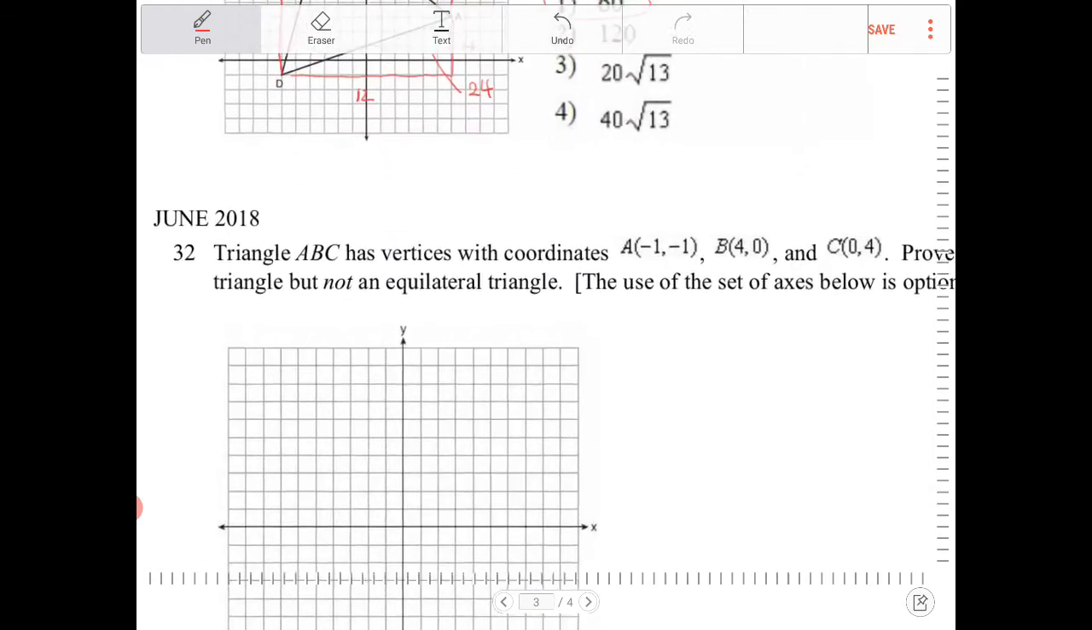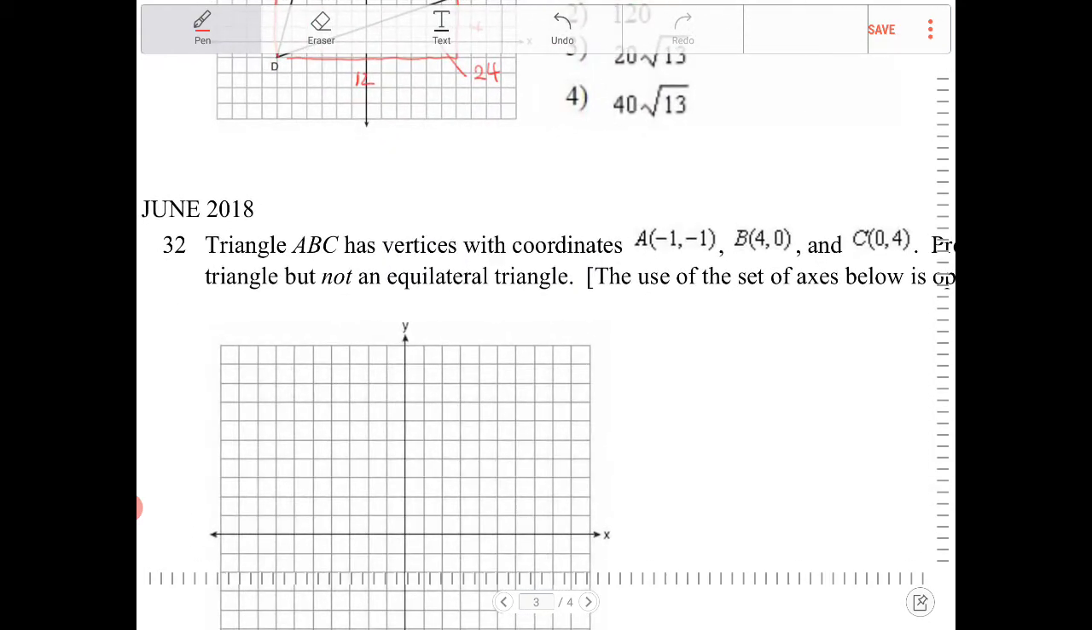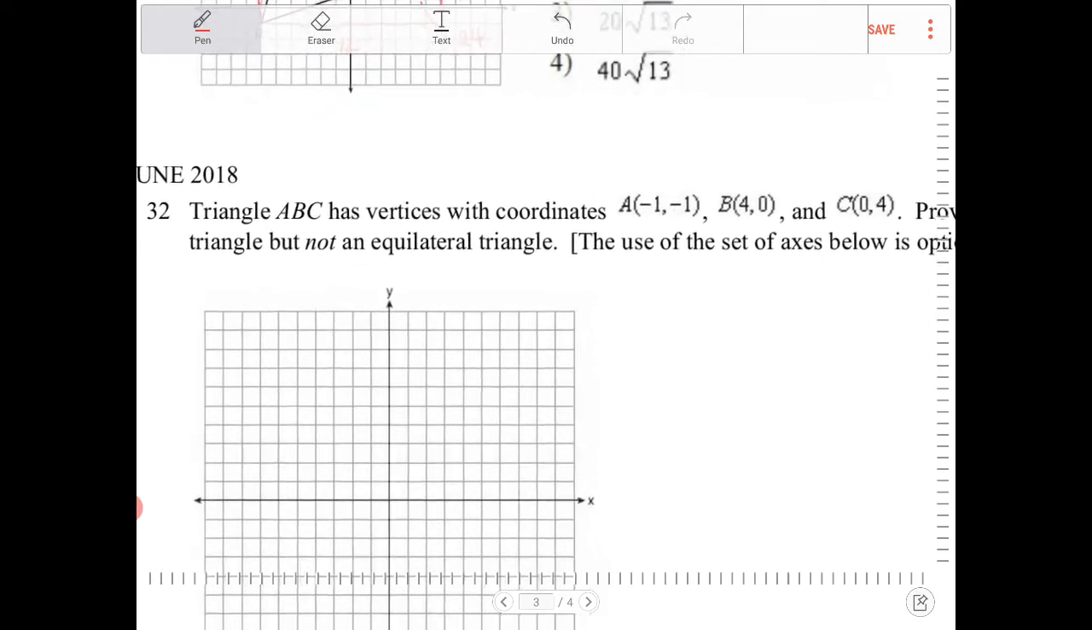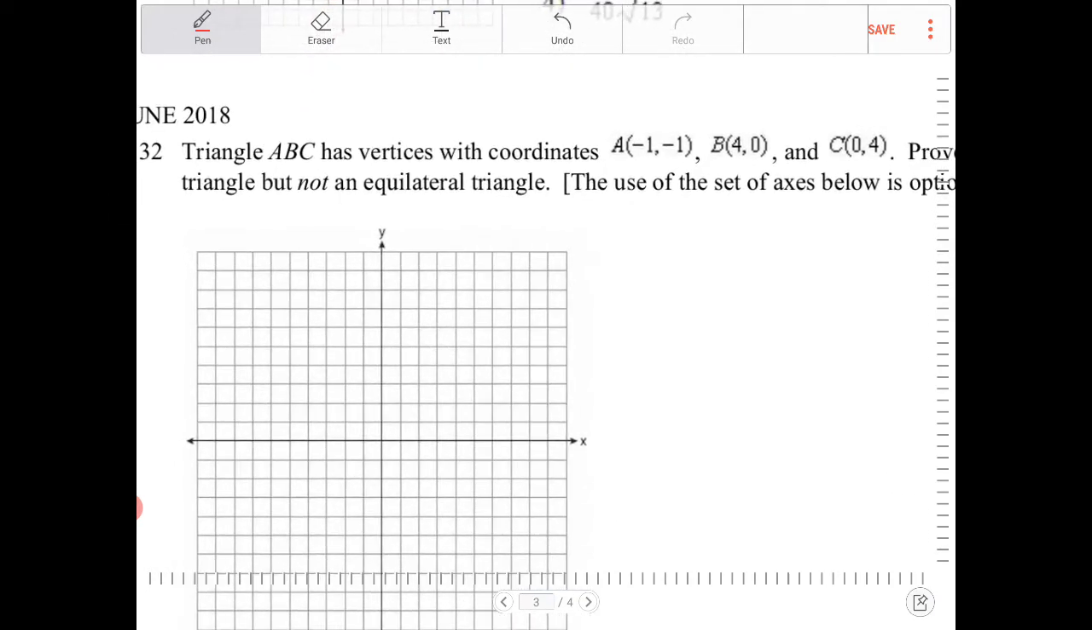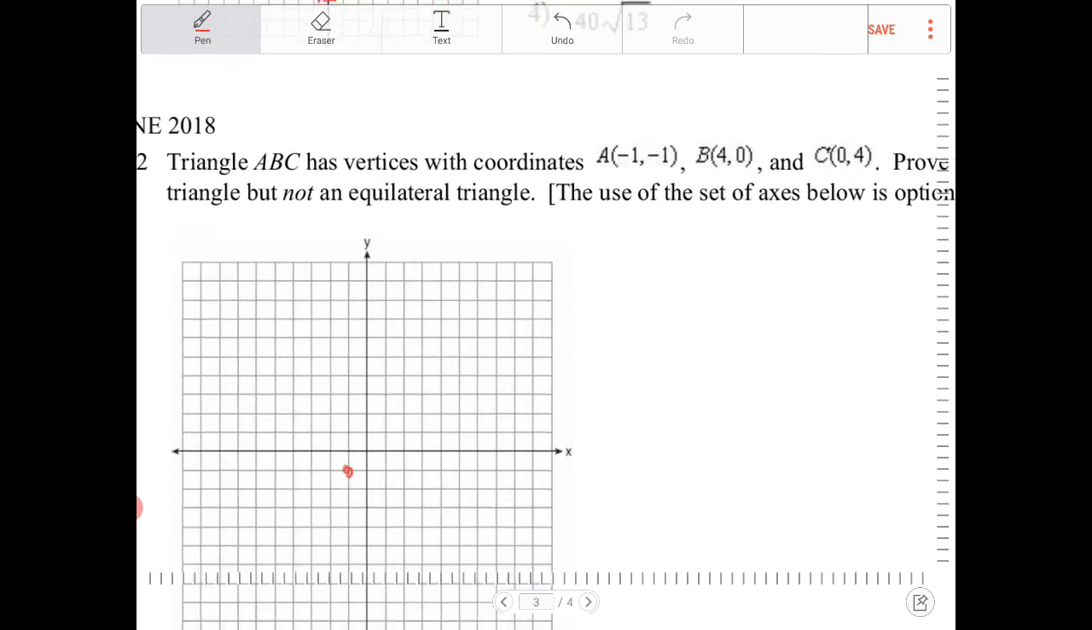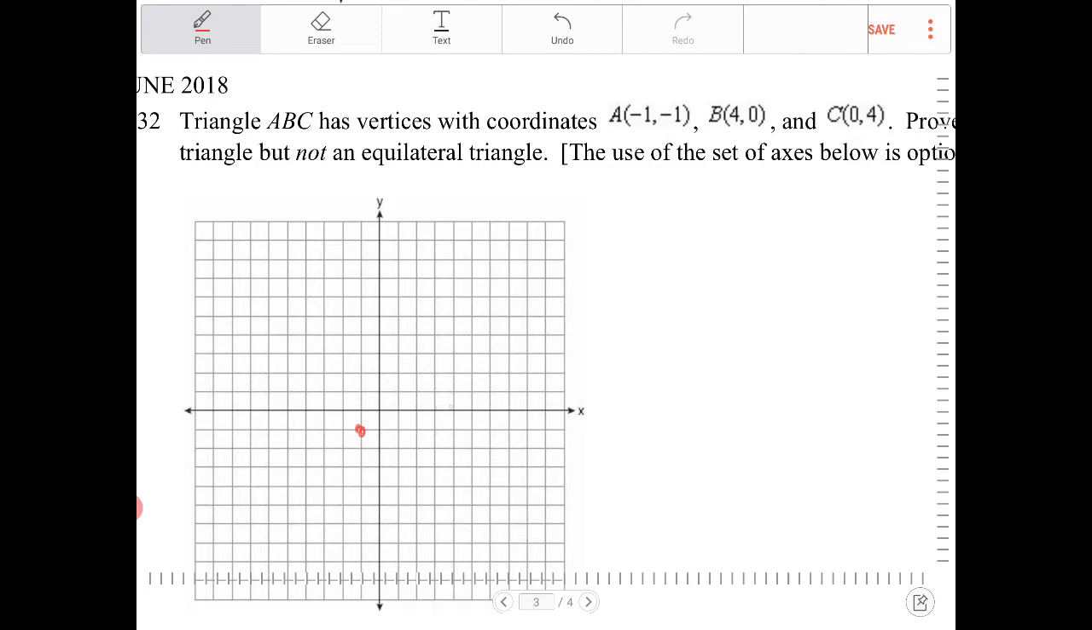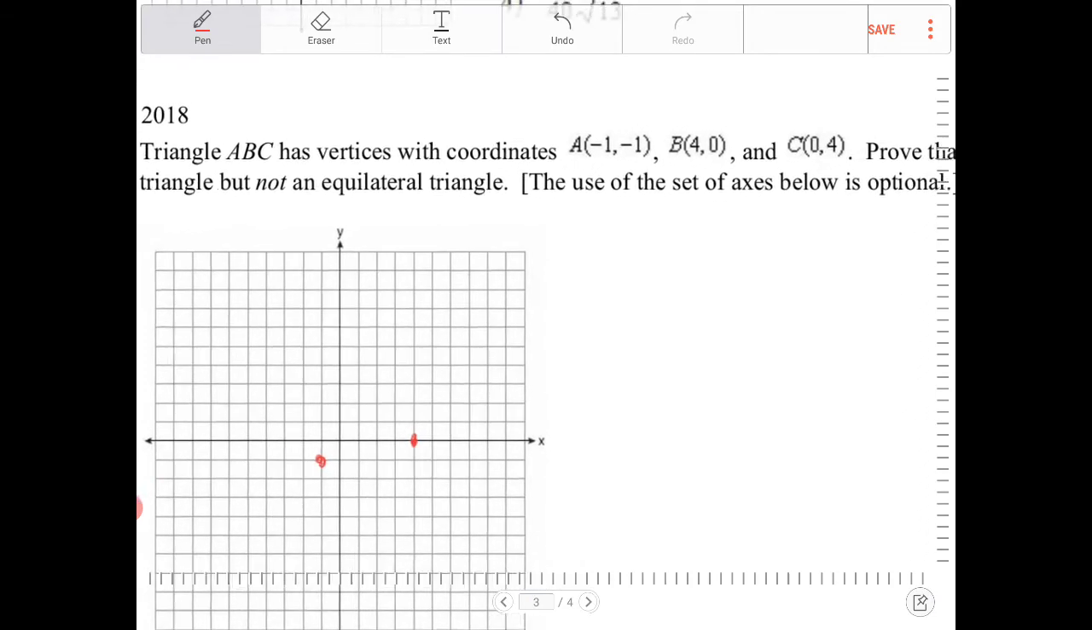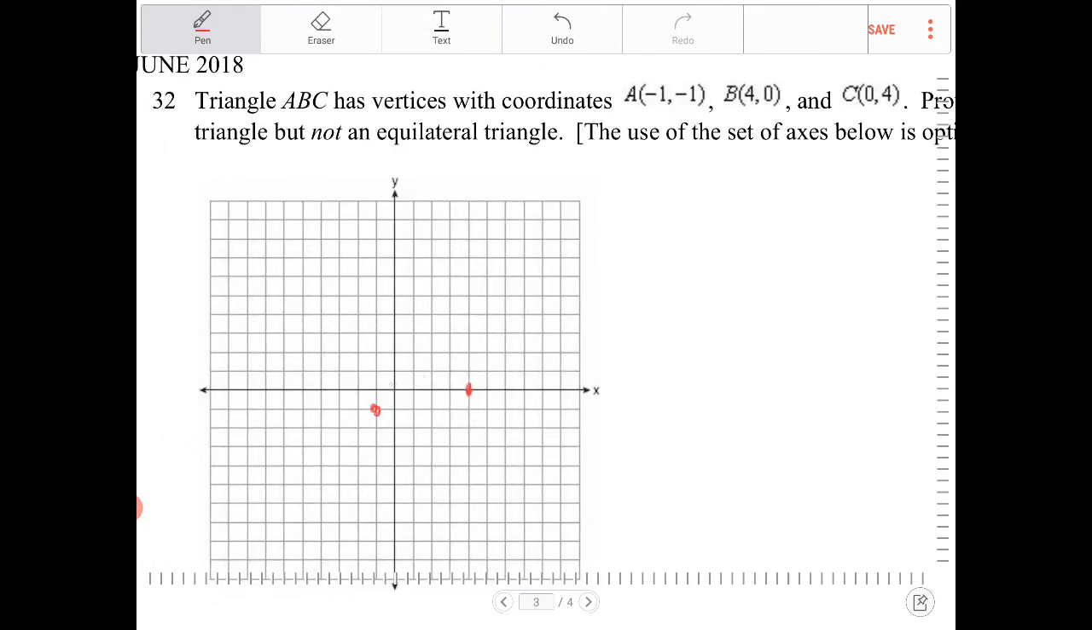Okay. Number 32, triangle ABC has vertices with coordinates -1, -1. Okay, so there's a lot of graphing here. -1, -1. 4, 0, 2, 4. And 0, 4, which is right there. So that's A, B, and C.